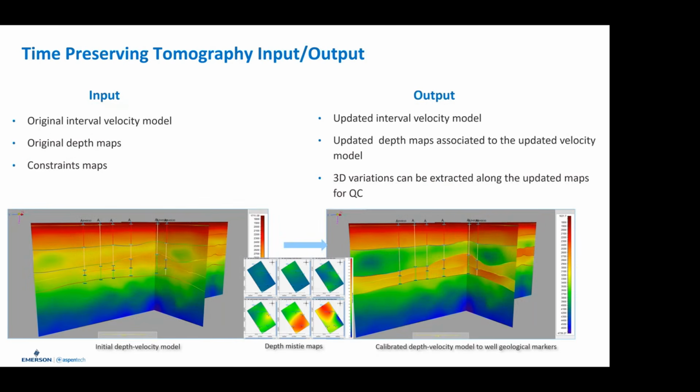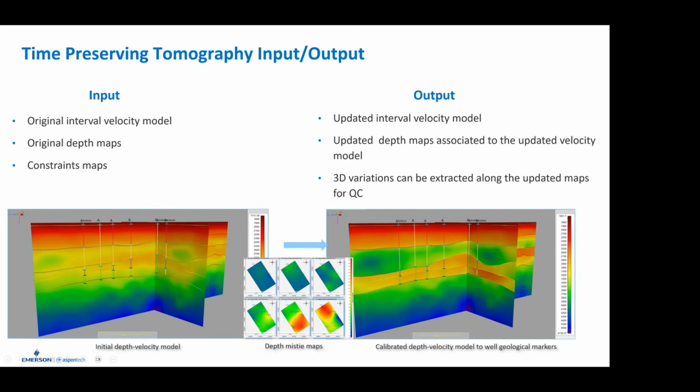So what do we need for input and output? Input is very easy. We just need the original velocity model that was used to compute the PSDM, the original depth maps as well, and some constraints maps. Those constraints maps, as I said before, can be mistime maps, for example, or some delta V, delta velocity, isotropic or anisotropic, on some different horizons, okay?